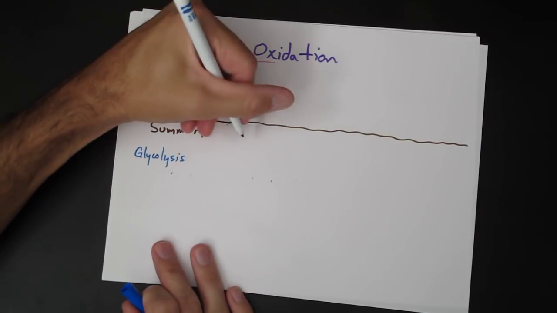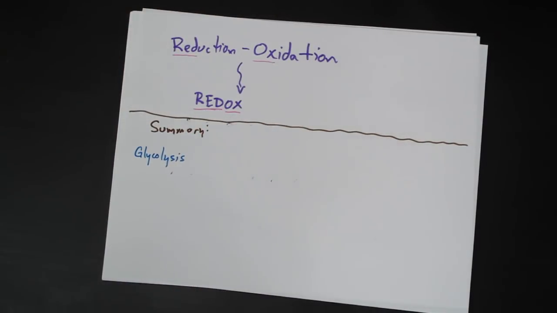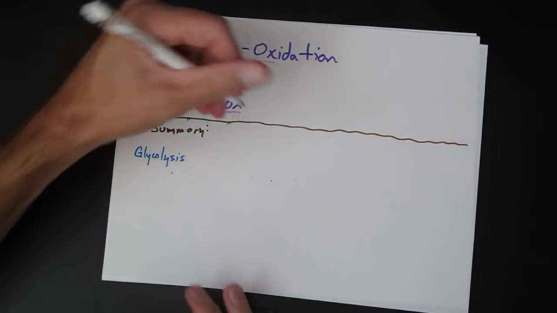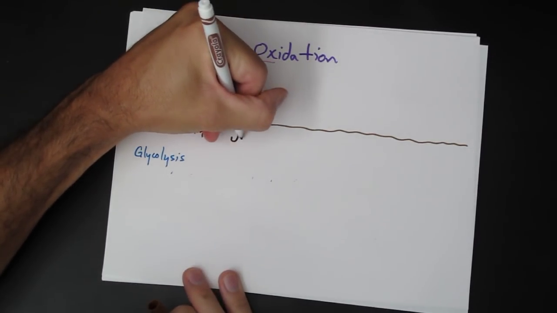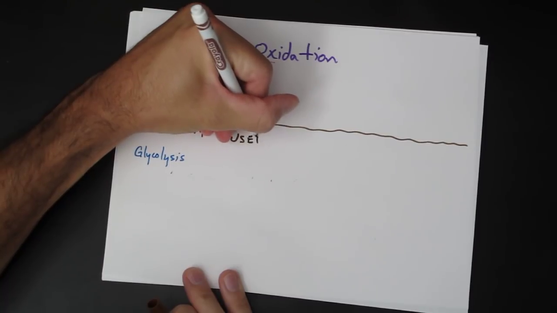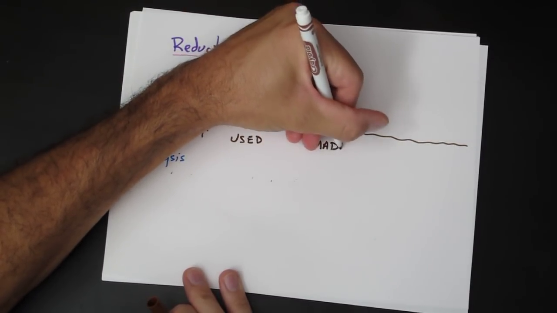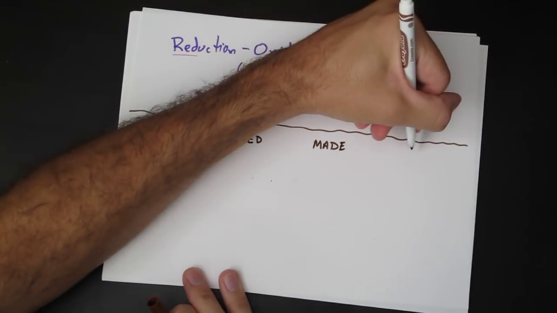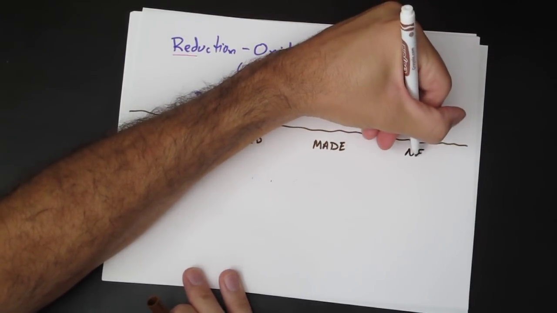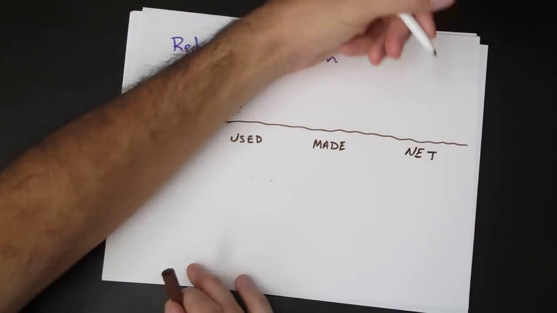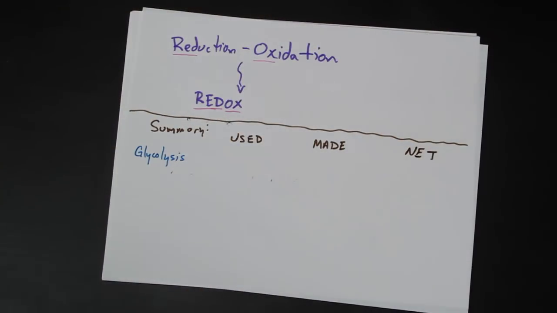Okay, and whoops, let me go ahead and head my columns here. So I'm going to go ahead and say what's been used, what's been made, and what's the net. Right? So I'm going to go ahead and take a look at that here.